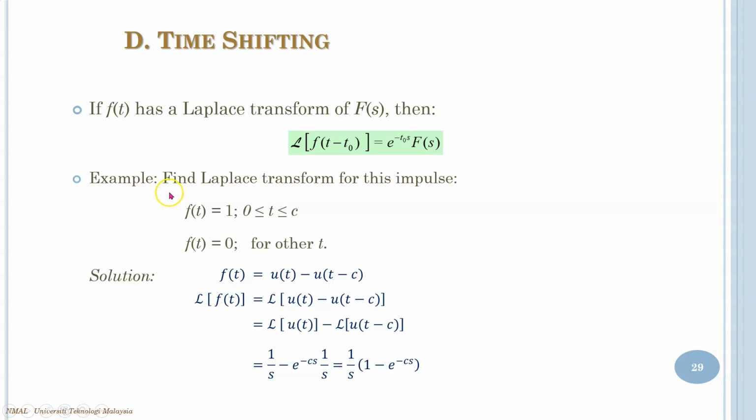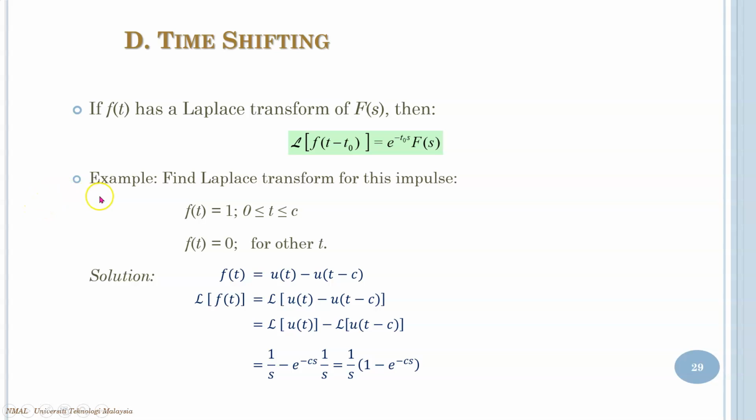And then for time shifting, if the Laplace transform of f(t) has the form of F(s), and there is a time shifting in the time domain for f, shifted by t naught, then you have to multiply the Laplace transform F(s) with e to the negative t naught s. Apply the value of t naught here.